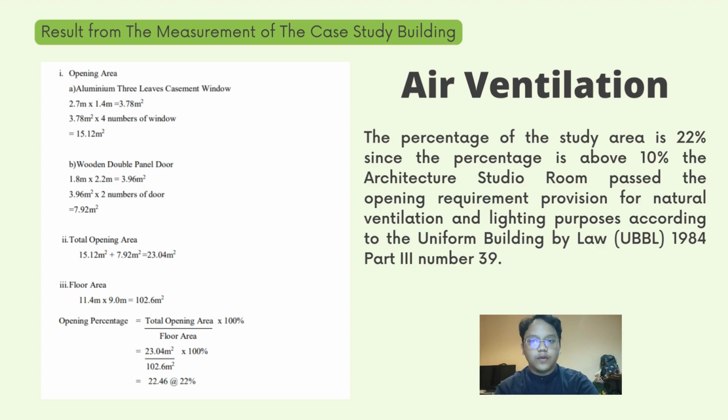We also need to measure the floor area, which is 11.4 meters times 9.0 meters and is equal to 102.6 meters square, which is the floor area. Lastly, we need to calculate the opening percentage, which is the total opening area times 100% divided by the floor area and is equal to 22.46, or 22%. The percentage of the study area is 22%. Since the percentage is above 10%, the architectural studio room passed the opening requirement provision for natural ventilation and lighting purposes according to the Uniform Building By-Laws UBBL 1984 Part 3 number 39.